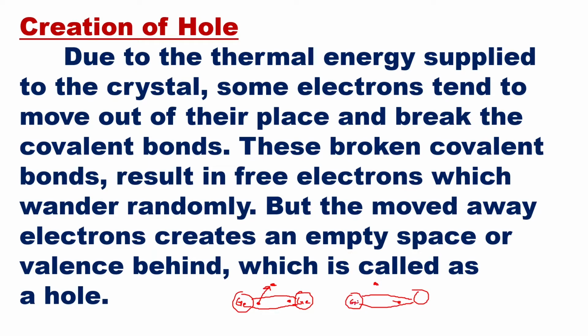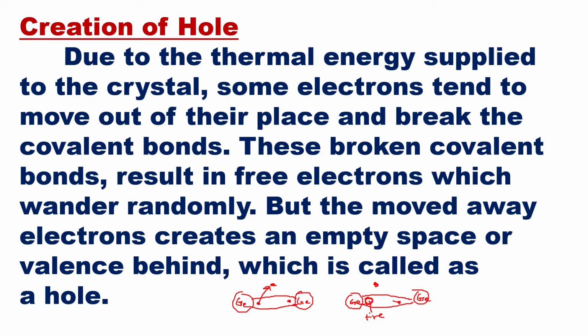This is a germanium atom. This is a germanium atom. So here there will be a vacant place of an electron. This vacant place of an electron can be treated as a positive charge, because the electron itself was negative charge. So when the negative charge has gone out, this vacant place can be treated as a positive charge, and that vacant place, that is the absence of an electron, is called a hole.